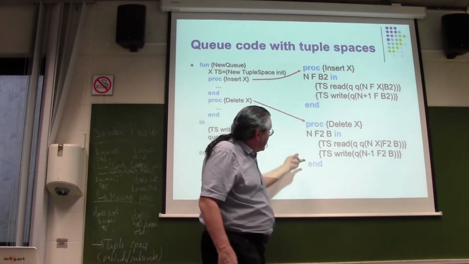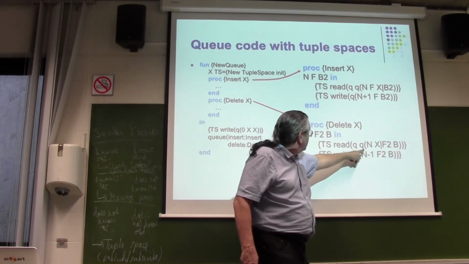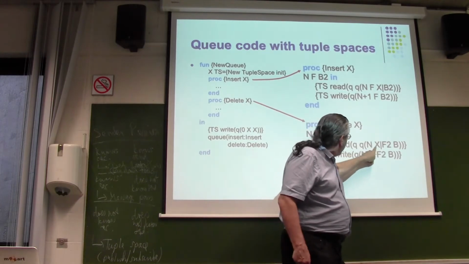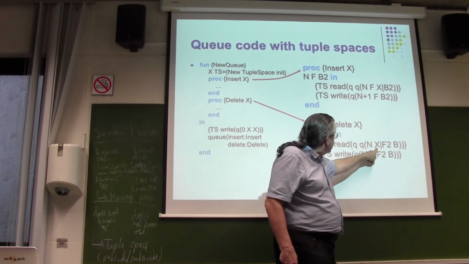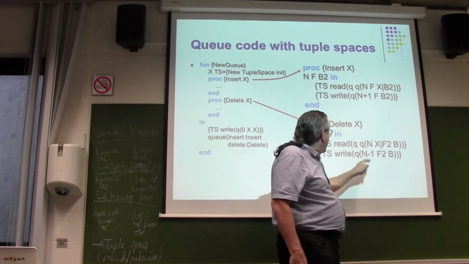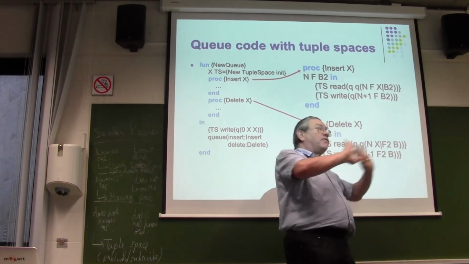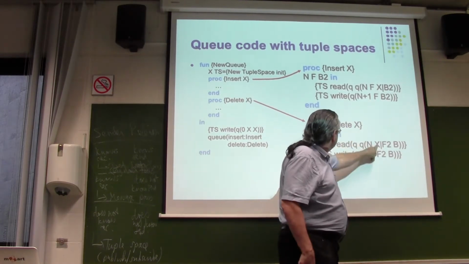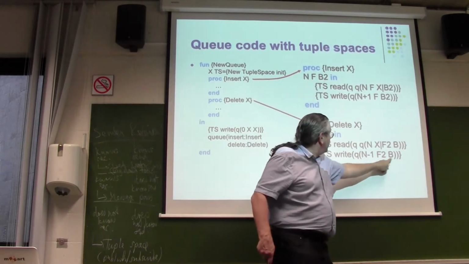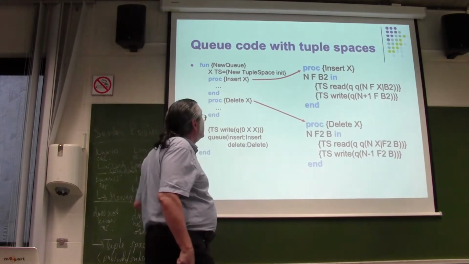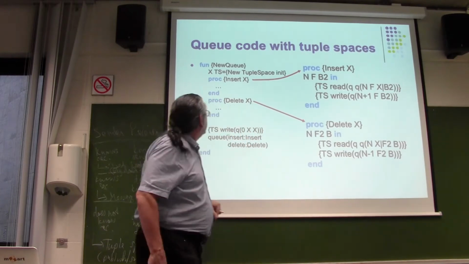And the delete is kind of the opposite. But it's also a read and a write. You read with label Q, and this is the head of the Q, the first part of the difference list. So X is going to be bound to the first element, and F2 is the rest. So F2 B is actually the rest of the Q, and X will be the output. Okay. And then I do a write with n-1 and with the rest. So that's the implementation using tuple space.